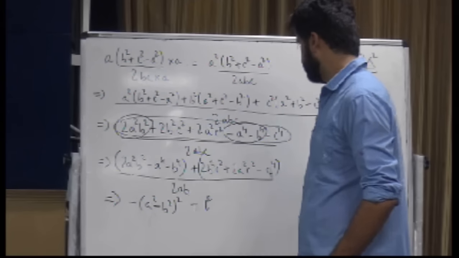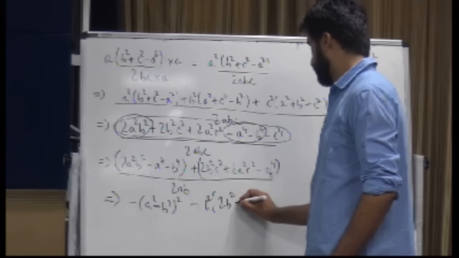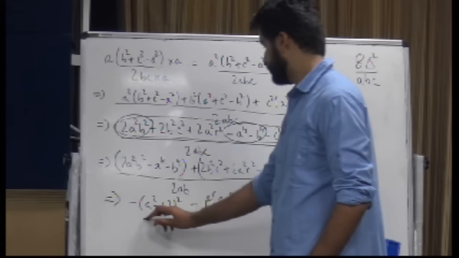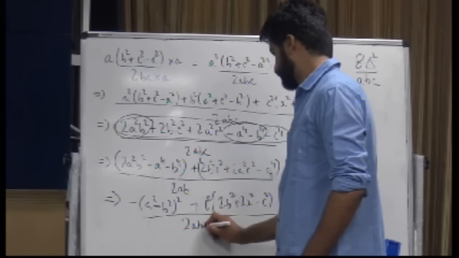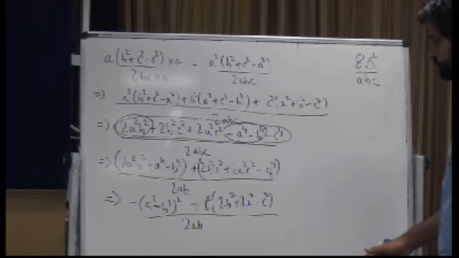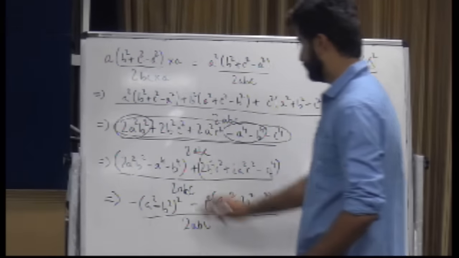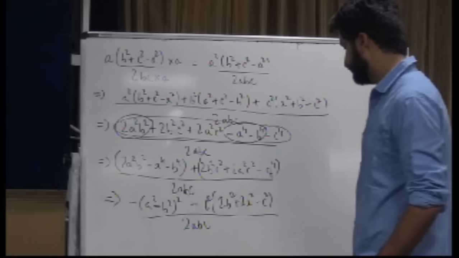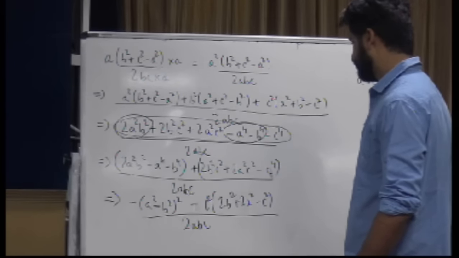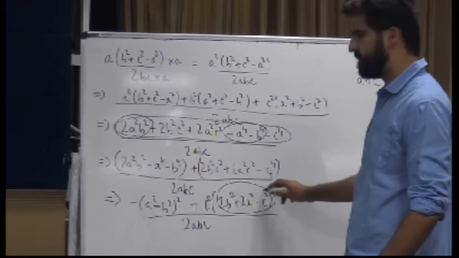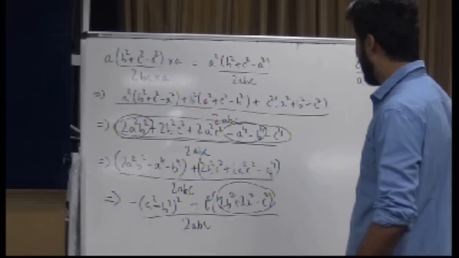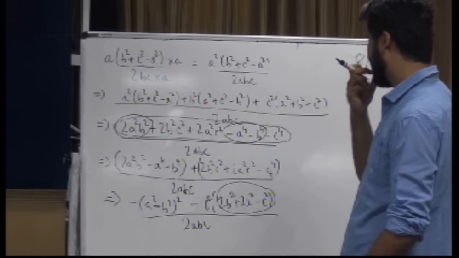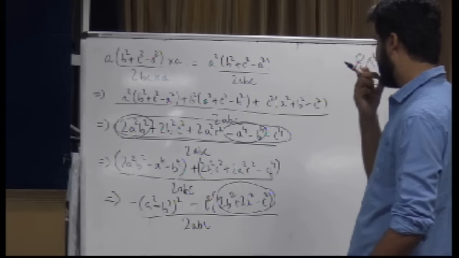And what about this one? You take c square common and you get 2b square plus 2a square minus c square upon 2abc here. Okay, what now? Can you somehow make factors of this? 2b square.